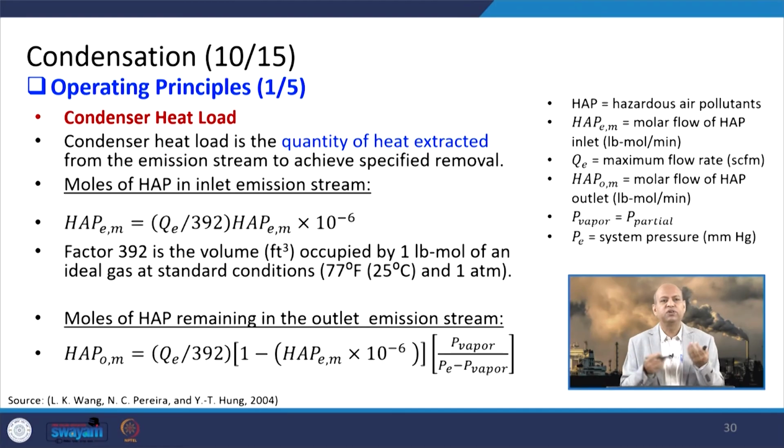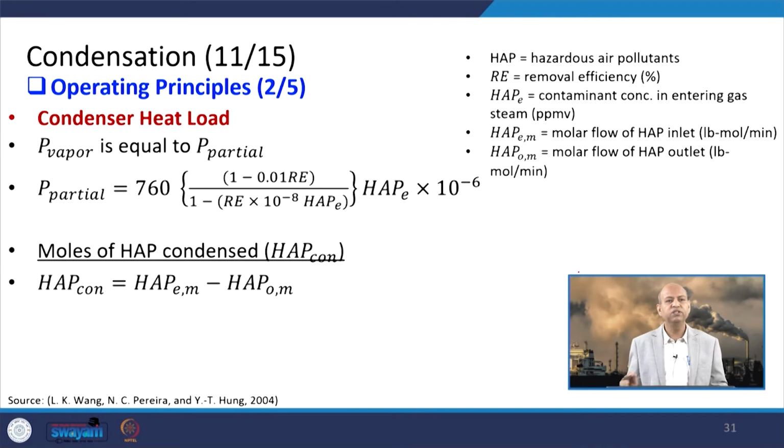When we want to go for the design aspect, then we have to see the molar flow of these hazardous air pollutants, the maximum flow rate, the molar flow of the HAP outlet, then the partial pressure and the vapor pressure, and the system pressure. All these things you can see in these empirical relationships, which are there for calculating moles of the hazardous air pollutants in the inlet emission stream, and to calculate moles of the HAP remaining in the outlet emission stream. So, these are the particular relationships which we use.